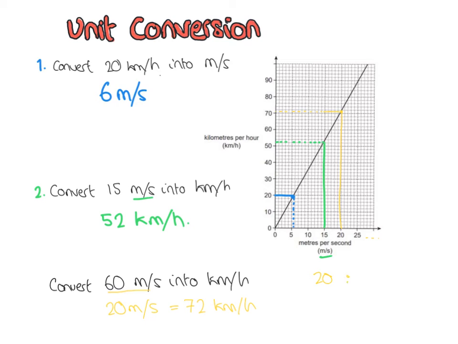So 20, this is meters per second, this is kilometers per hour. So 20 goes to 72, but we want to find 60 meters per second. So how are we scaling that up? We multiply by 3. So therefore we must do the same thing over here. Multiply by 3. 72 times 3, 216 kilometers per hour.